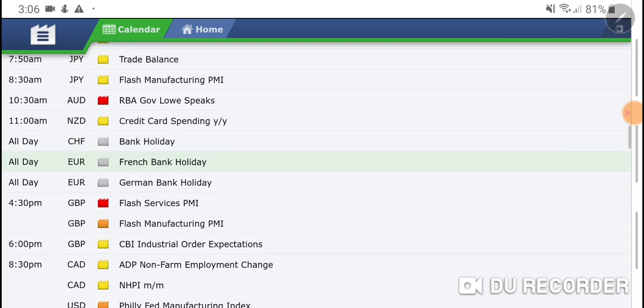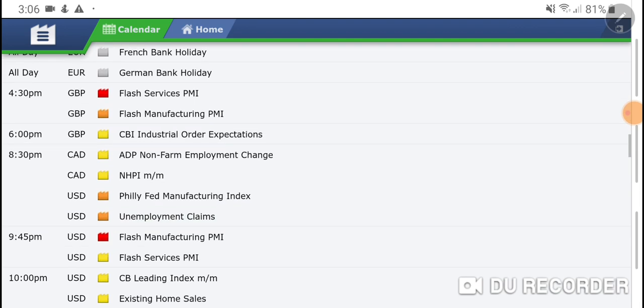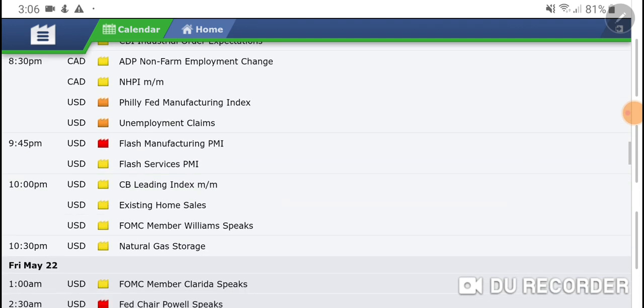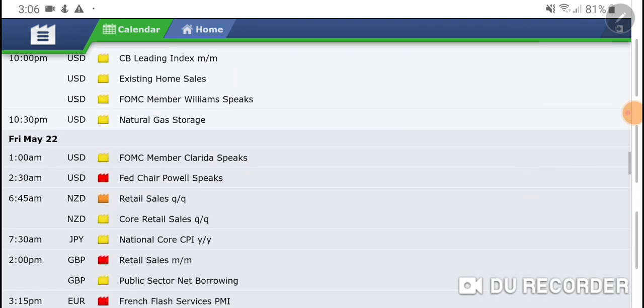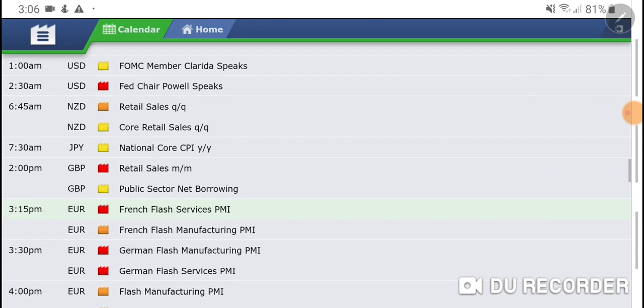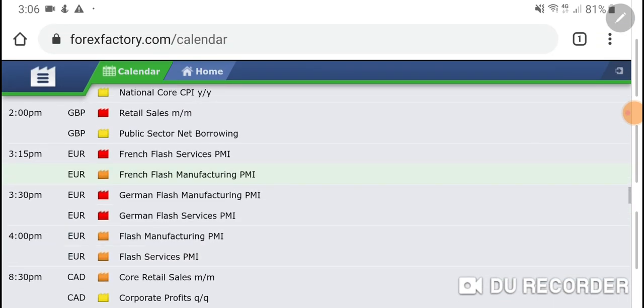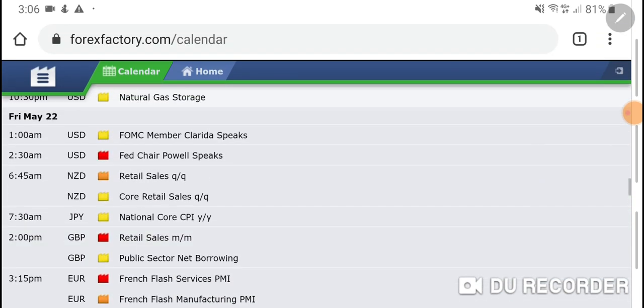Flash Services PMI. Expected yan, it's gonna be a weak data dahil nga sa COVID. Pero who knows? You never know. Market can be full of surprises. Alright? Ngayon, Friday. Dami talagang news until Friday. Retail sales naman ng GBP. And then NZD as well. Euro, dami. And even Canada. So, we're gonna have a very active week, ladies and gentlemen.